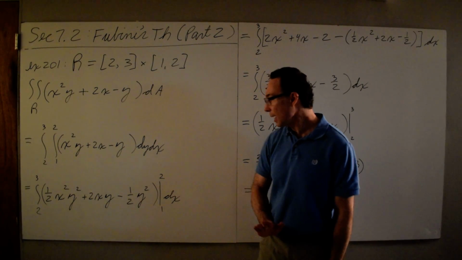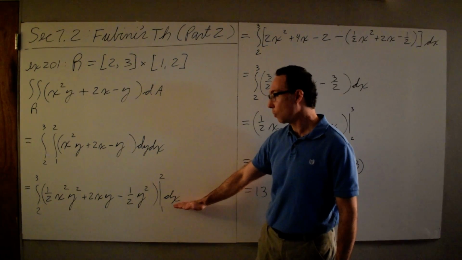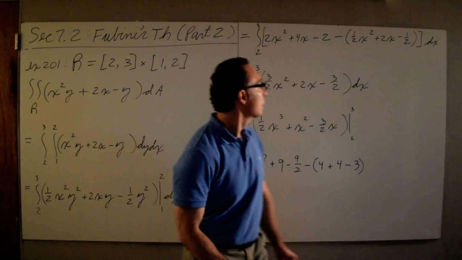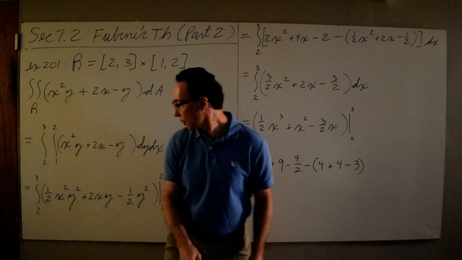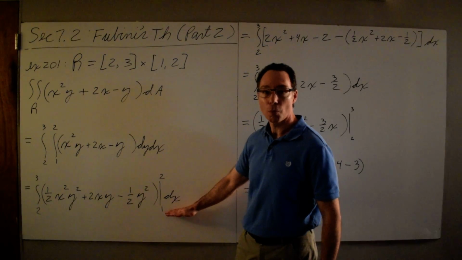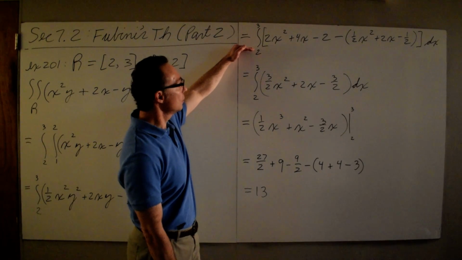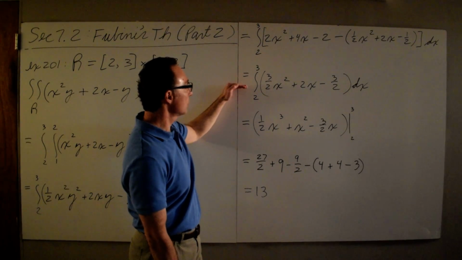We'll calculate that. After we're done with our calculation, then we just have an integral in terms of x. So now what do we do? We substitute 2 for y, we substitute 1 for y, and we subtract. So that's what we did right here. We just make our substitutions and we subtract, then we simplify.